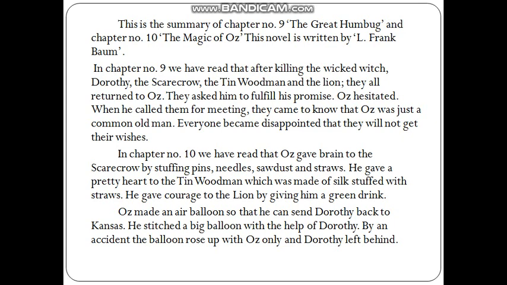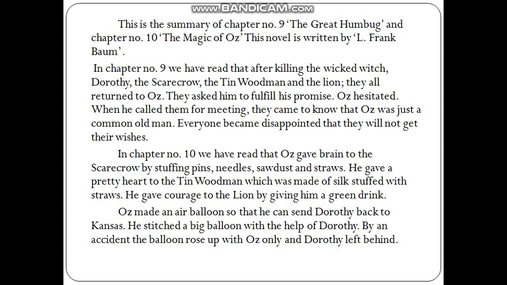I am repeating it again that I have not added here any description and I have not included here any detail. I have just summarized chapter number 9 in one paragraph in limited words. Then let's move towards chapter number 10. In chapter number 10, we have read that Oz gave brain to the Scarecrow by stuffing pins, needles, sawdust and straws. What was the procedure? You don't need to add that.